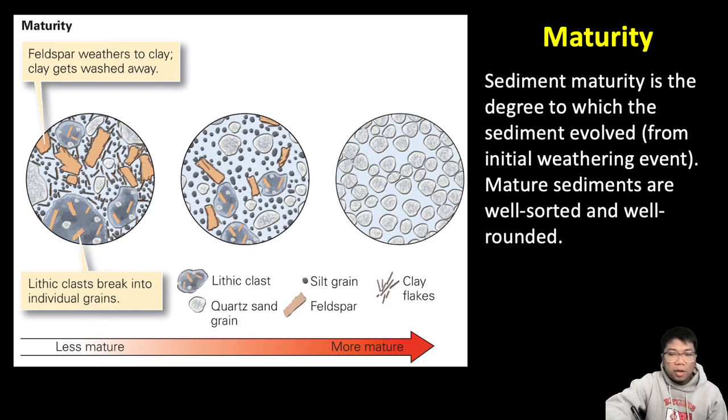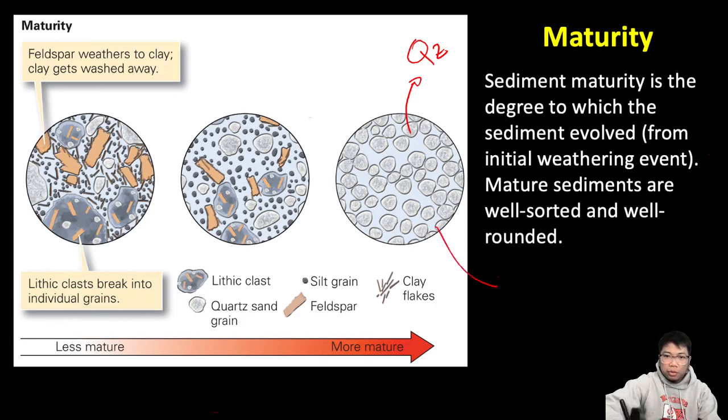And the last one is grain maturity. We define the grain maturity of a sedimentary rock by looking at the composition of the grains. If it has mostly quartz grains, like this one right here, and as you can see, most of these quartz grains are rounded, that is something that we call mature sediments.